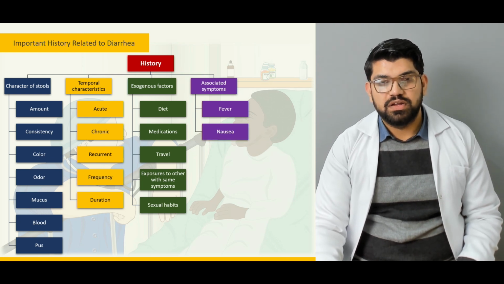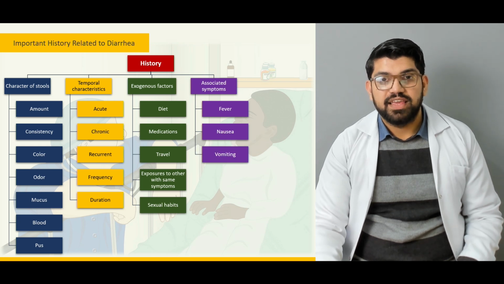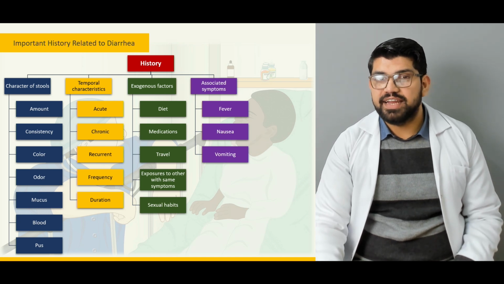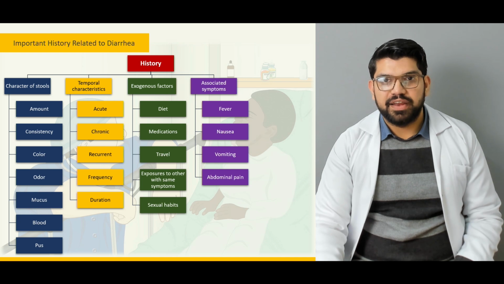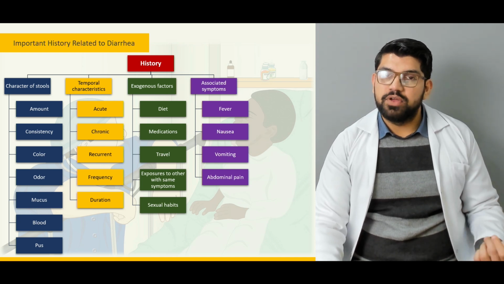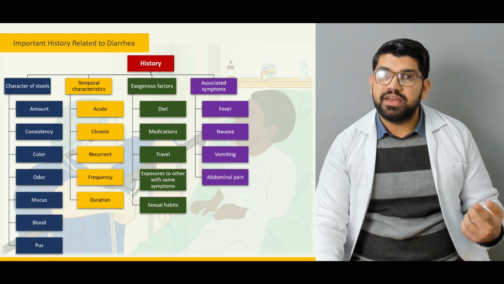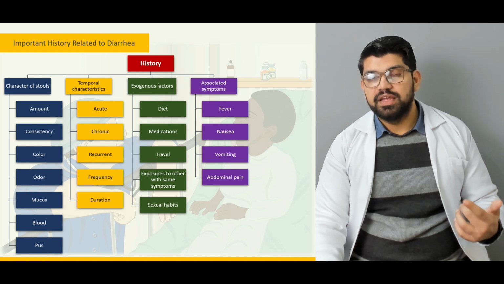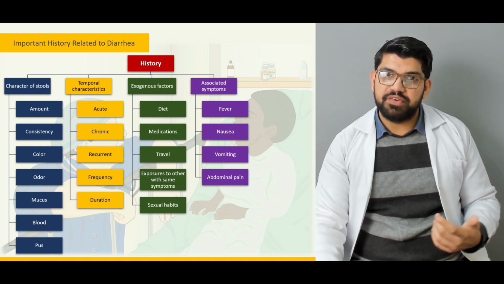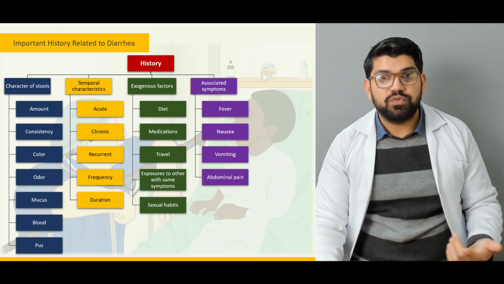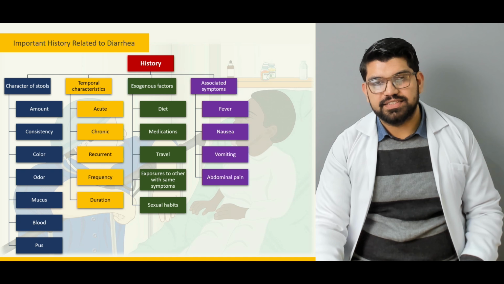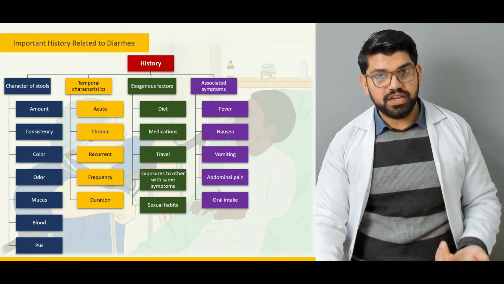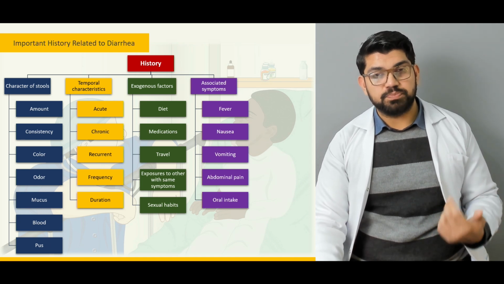Any nausea associated with it? Vomiting. Gastroenteritis includes nausea, vomiting and diarrhea. Abdominal pain: as I mentioned before, look for three things. Out of the blue abdominal pain, think of mesenteric ischemia. Preceded by vomiting and diarrhea and then abdominal pain, look for acute abdomen. Look for acute pancreatitis. Oral intake: can the patient take orally, is the diarrhea more with oral intake?